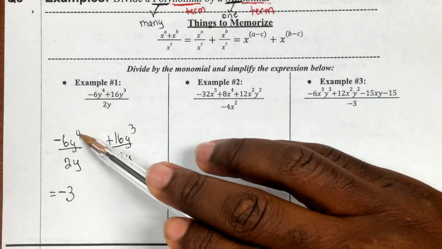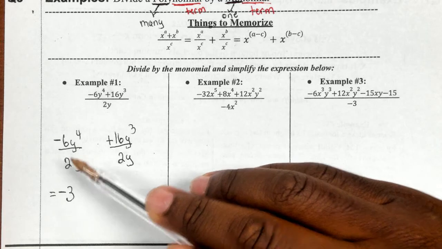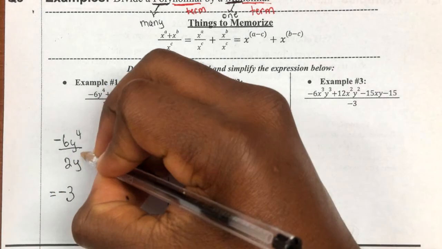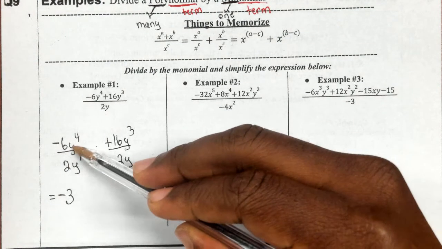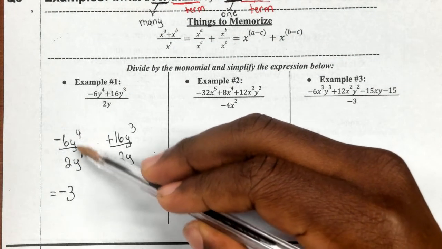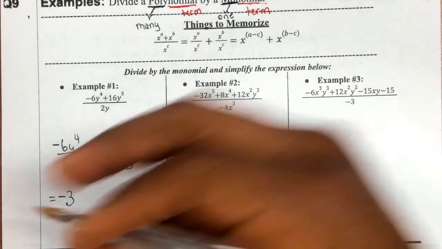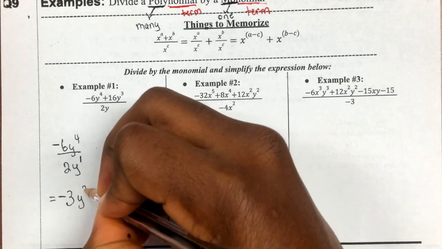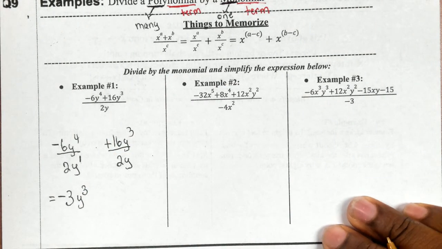The exponent here is a 4, but I don't see an exponent here. Whenever you don't see an exponent, you always assume it is a 1. Because they're the same base, I'm going to subtract the exponents because I'm dividing. So what's 4 take away 1? 3. So I am left with y to the third power.